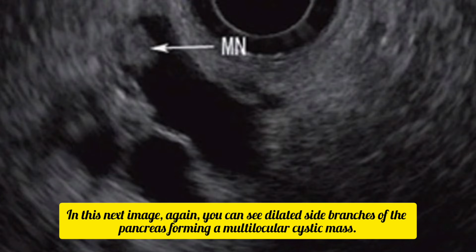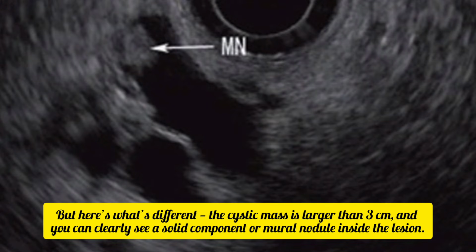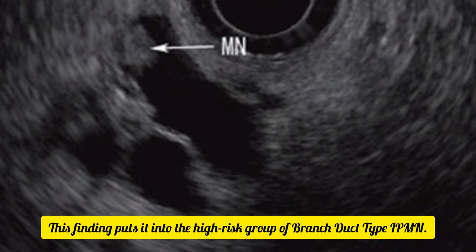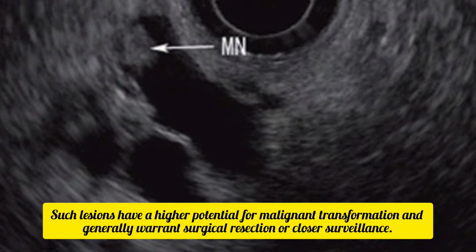In this next image, again, you can see dilated side branches of the pancreas forming a multilocular cystic mass. But here's what's different. The cystic mass is larger than 3 centimeters, and you can clearly see a solid component or mural nodule inside the lesion. This finding puts it into the high-risk group of branch duct type IPMN. Such lesions have a higher potential for malignant transformation and generally warrant surgical resection or closer surveillance.